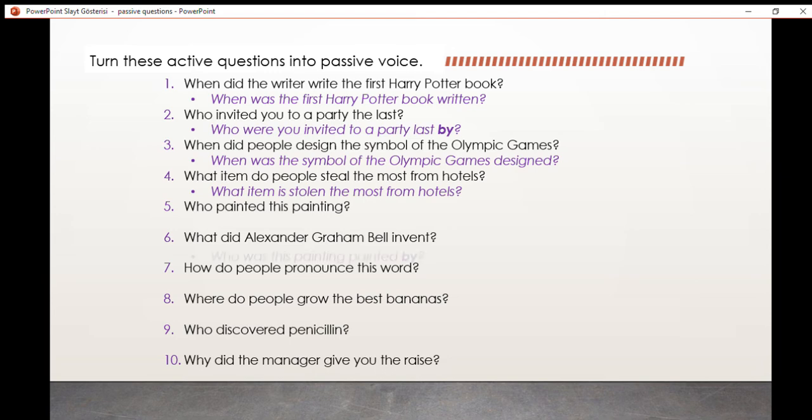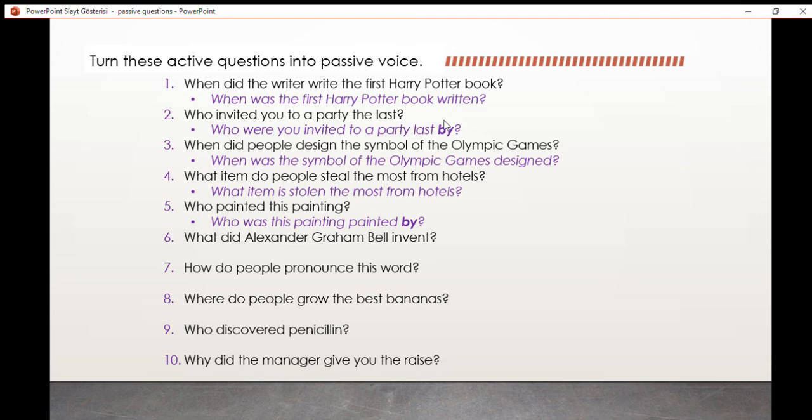The fifth one. Who was this painting painted by? This painting means tableau, right? And painted is the verb here. So who was this painting object painted, past participle, by? Who by? Because we're asking this subject.